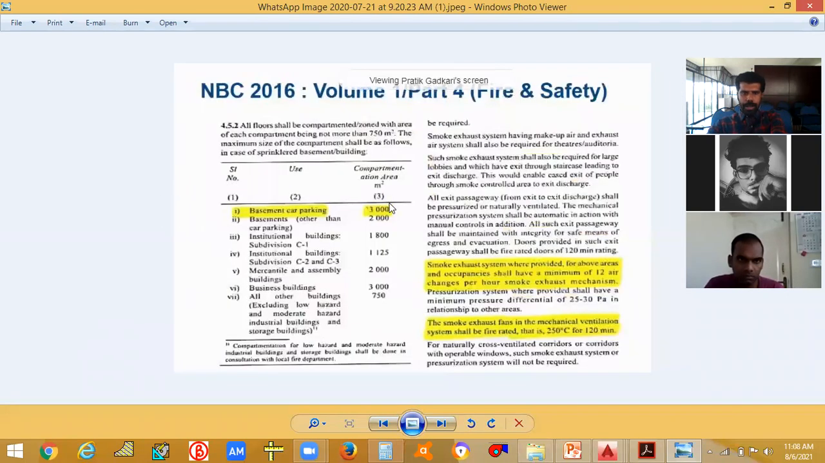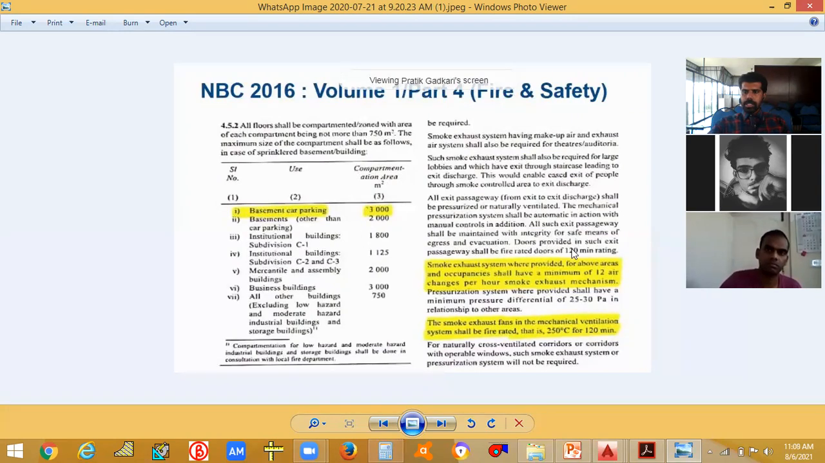When it comes to the compartment area in basement car parks, the compartment area should be 3,000 square meters. So one compartment should be around 3,000 square meters. If it is more than 3,000, there should be another compartment. From each compartment, you have to give 6 ACH. It needs ventilation. Mainly we are dealing with basement and car parking, that's why I have taken this. So each compartment area should be in the range of 3,000.